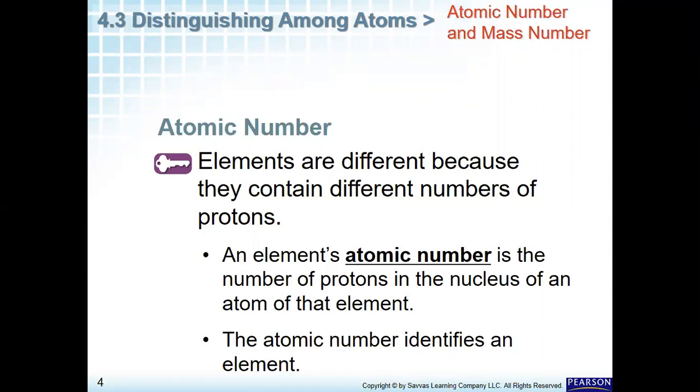If I say atomic number 2, directly it will be helium. 3, it will be lithium. 4, it will be beryllium. 5, it will be boron. 6, it will be carbon. 7, it will be nitrogen. 8, it will be oxygen. 9, it will be fluorine, and so on.